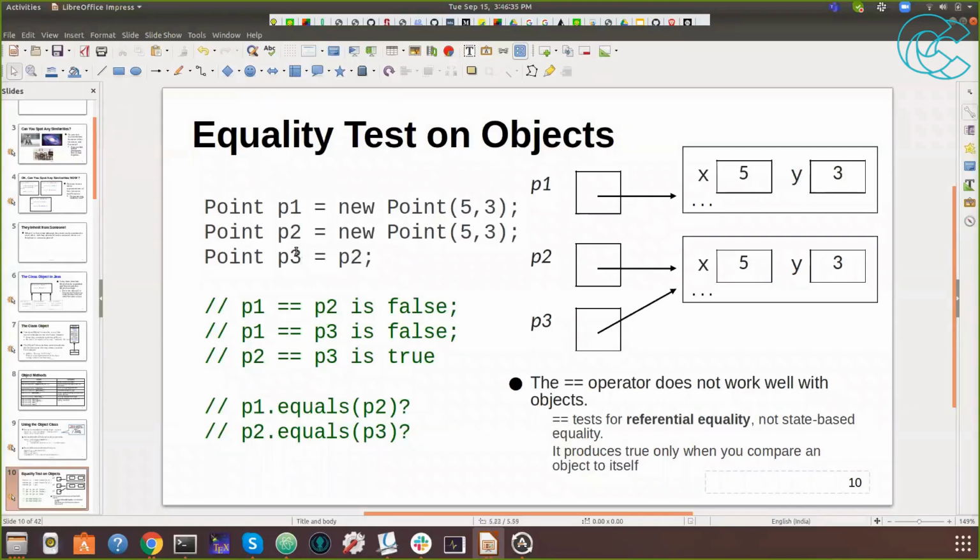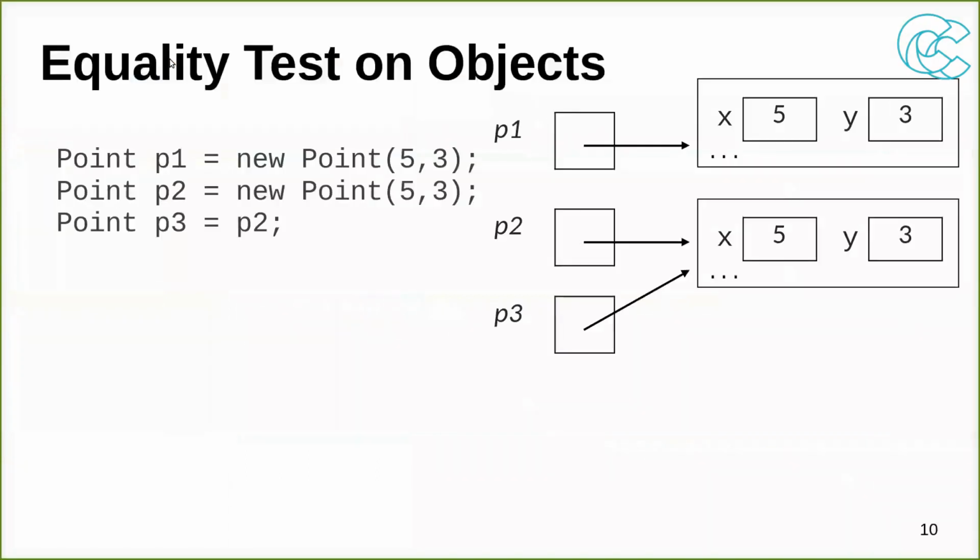P3, you are assigning P2 to P3. That means you are copying the value of P2 to P3. The value of P2 is nothing but a reference, a memory reference. So since you're copying the reference, both of them point to the same memory location. And okay, so now I can use this.